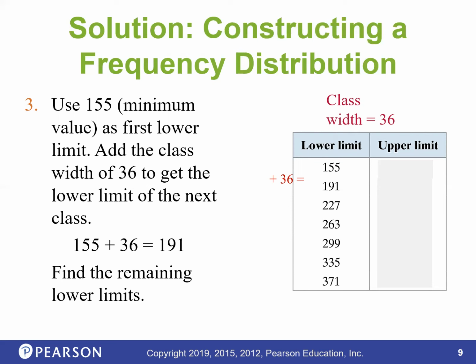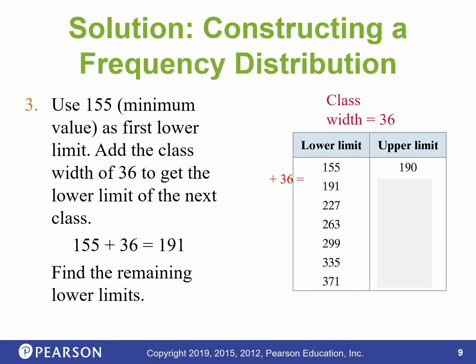Next question is, how do we develop our upper limits? Any suggestions? Cool. Okay, we can do one of 2 ways here. We can go plus 35 this way, just one time, or we can take this 191 and subtract 1 from it, and now it should give us 190. Are we good? So now you can either add 36 all the way down, or you can subtract 1 from your lower limits each time, whichever one you like.